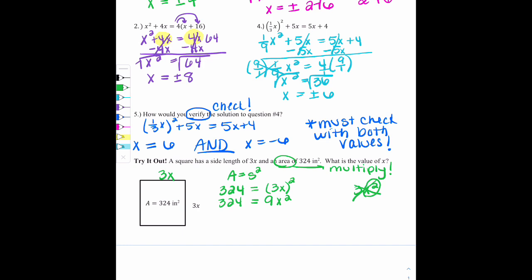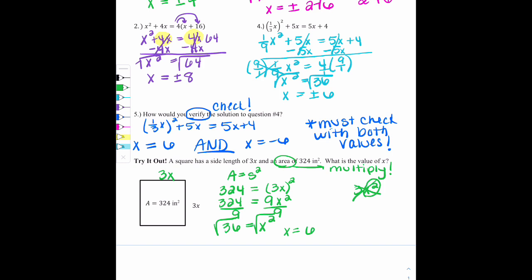I need to get x squared alone, so I would divide both sides by 9, and I would end up with 36 equals x squared. To get x alone, I would take the square root. So normally I would say x equals plus or minus 6, but this is a problem about area and side length. So it doesn't make sense to say plus or minus 6. So we're going to say 6, and we're going to go back to the question and make sure we're answering it. They want to know what is the value of x.